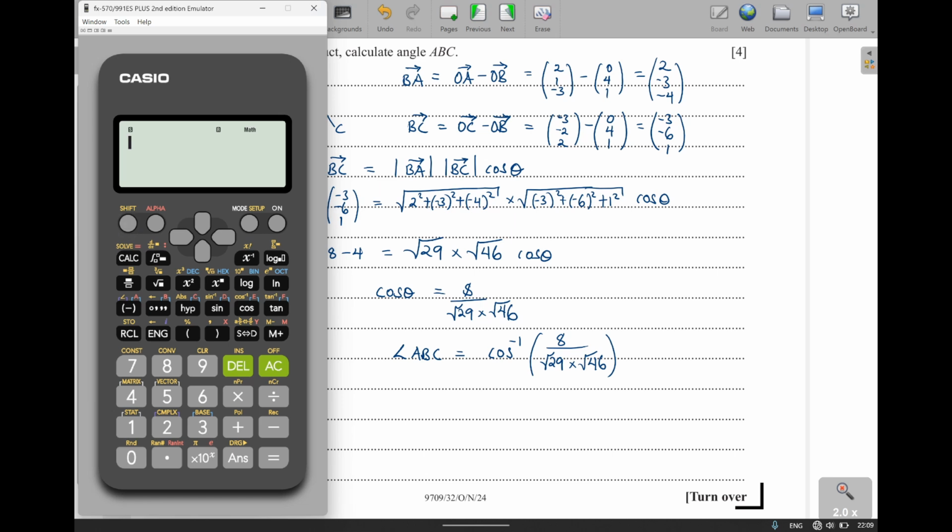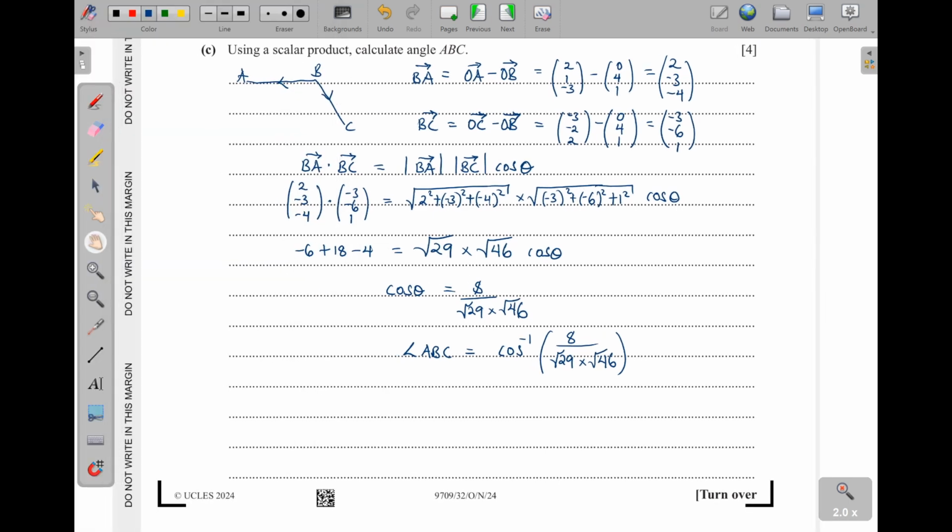So I can say shift mode, then to put it in degrees, then I can say shift, now cos, then I put 8 over root of 29, then times the square root of 46, all of it together under the arc cos. So it will give me 77.3. That is to 1 decimal place.